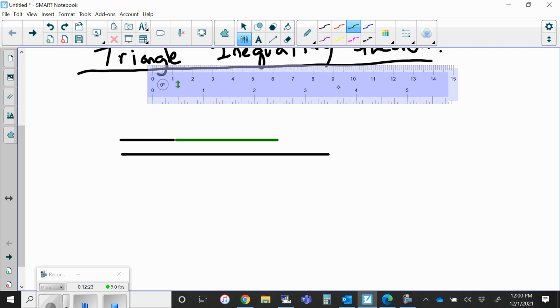Could I make a triangle using those three lengths? I'm talking about they have to meet end to end and end to end, like the dots, the endpoints have to go on top of each other. Why not? No. You can move them.